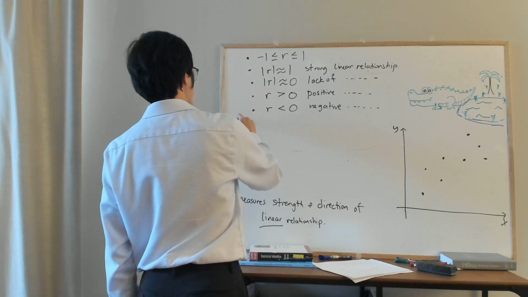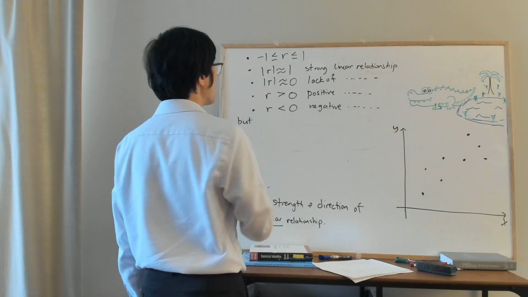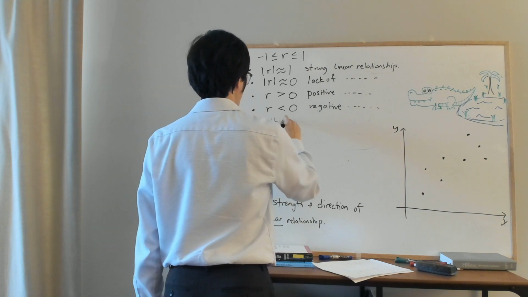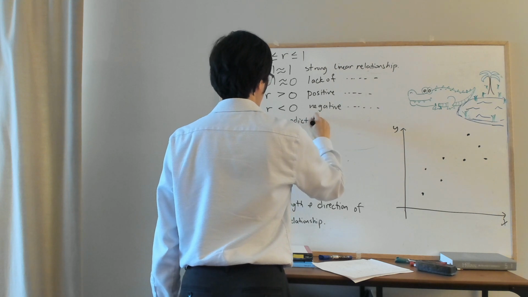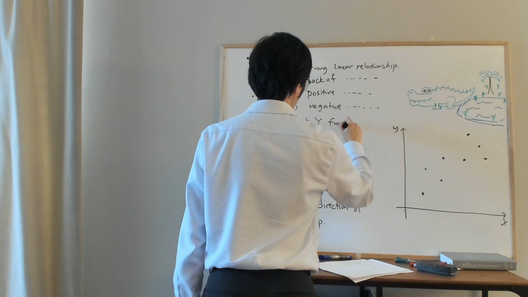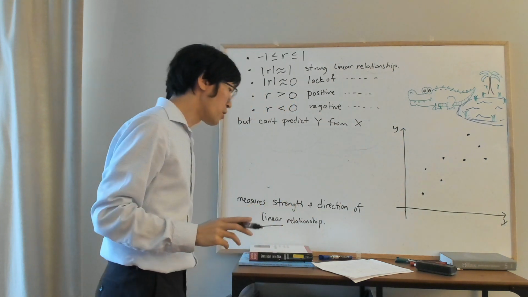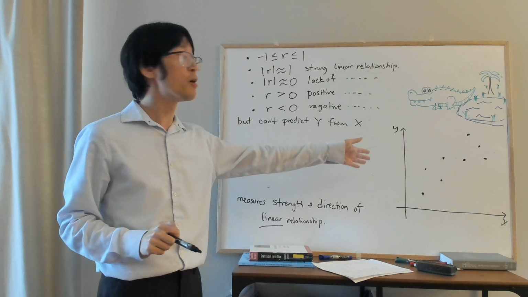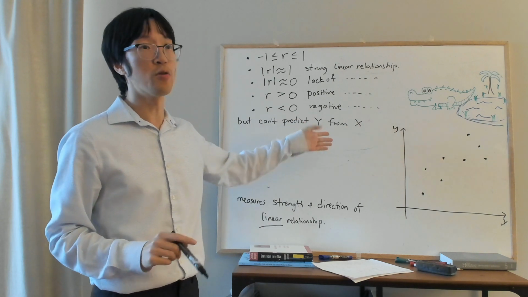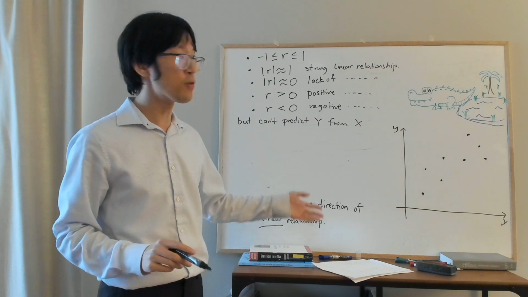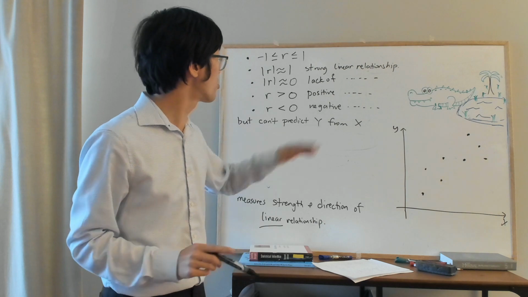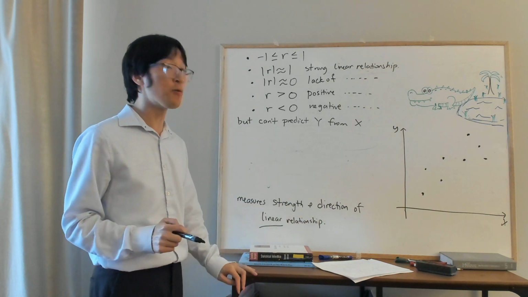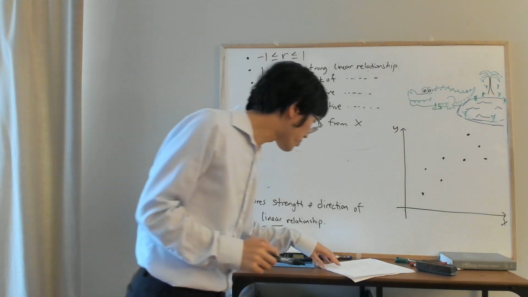Okay, so let's also note that r is not sufficient to help us predict y from x. In particular, we need to estimate the slope in order to do so. So we need the equation of the line to be able to actually make predictions, although correlation measures the strength and direction of the linear relationship.